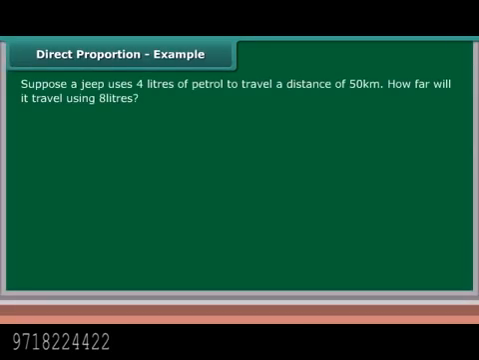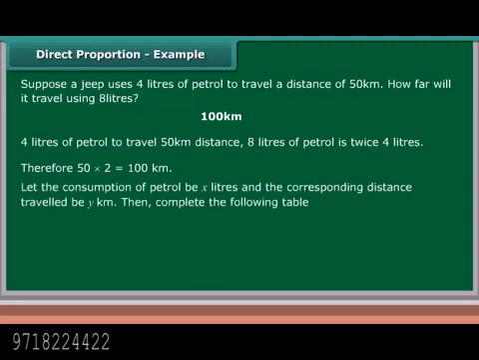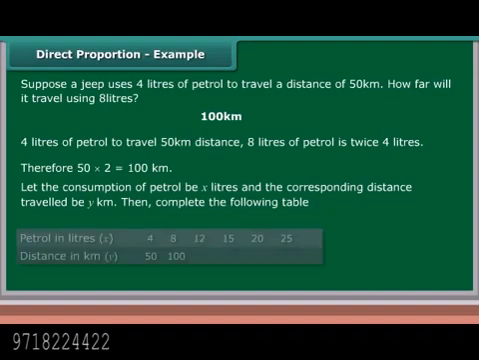Example. Suppose a jeep uses 4 liters of petrol to travel a distance of 50 kilometers. How far will it travel using 8 liters? The answer is 100 kilometers. We calculate the above answer in the following way. 4 liters of petrol to travel 50 kilometers distance. 8 liters of petrol is twice 4 liters. Therefore, 50 into 2 is equal to 100 kilometers. Let the consumption of petrol be X liters and the corresponding distance travelled be Y kilometers. Then complete the following table.